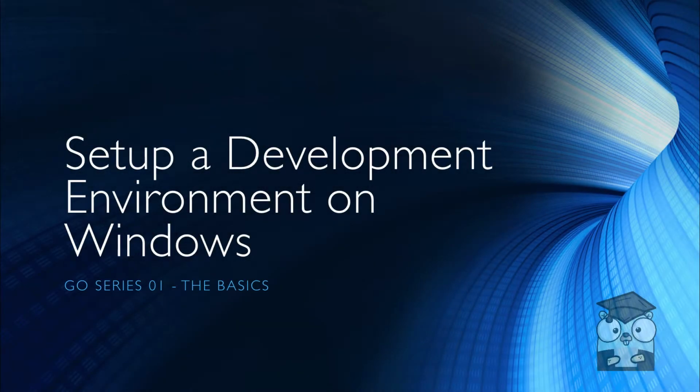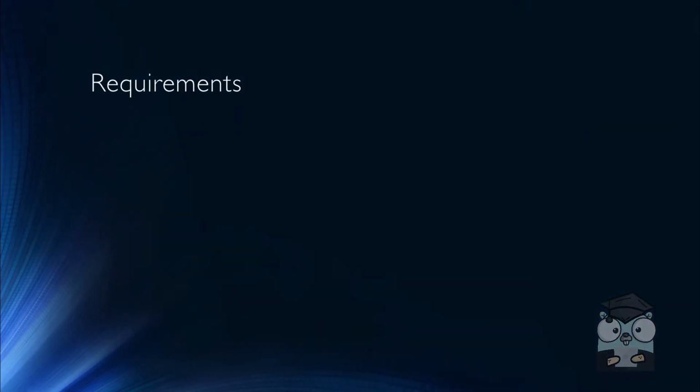Hello everyone and welcome. In this video we're going to walk through how to set up a Go development environment on Windows. Let's quickly list out what we need in order to actually set up a Go development environment. There are many ways to do this, but for Windows the most straightforward method is to use the official MSI installer to install the Go compiler. Then we use the Go CLI tool to install Delve, a debugger for Go.